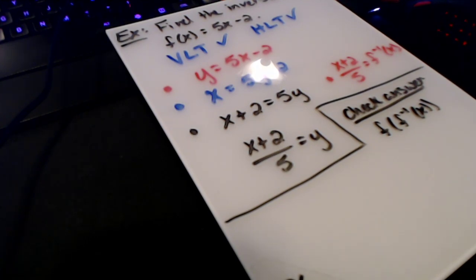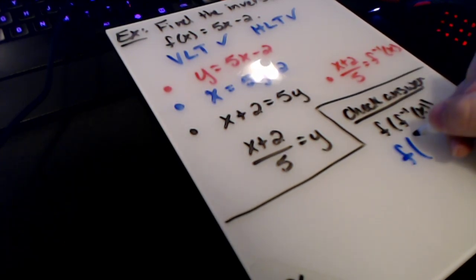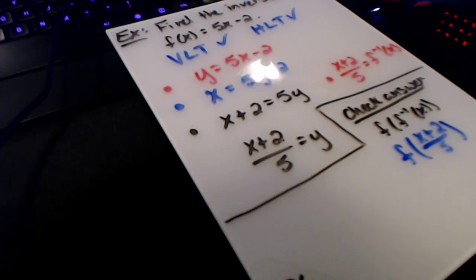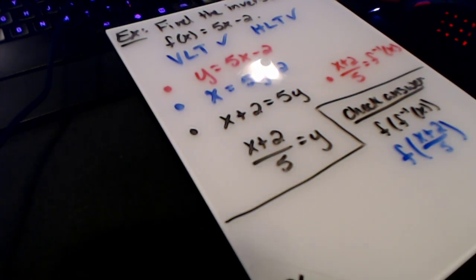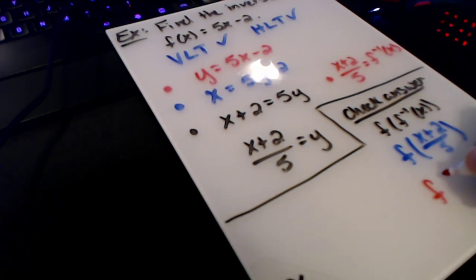In order to do that, we're going to take f, and our f inverse of x was x plus 2 over 5. And we're just going to substitute that in. As long as everything cancels out and leaves you with x, then you are good to go. So we're going to have 5 times x plus 2 over 5, minus 2. Well, the 5s are going to cancel out, and you end up with x plus 2.